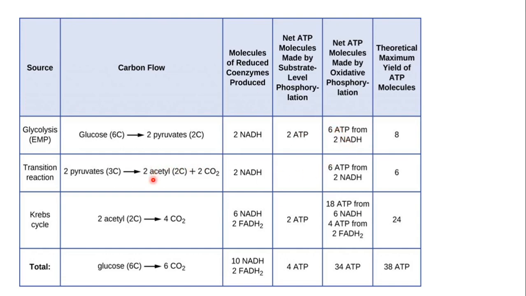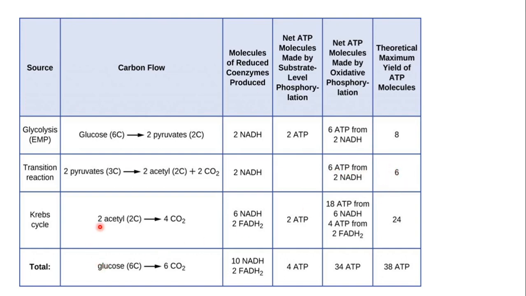Then during the transition step, or link reaction, there was a yield of 2 NADH. So per NADH is 3 ATP. So from 2 NADH, you will get 6 ATP. So in this step, you get 6.